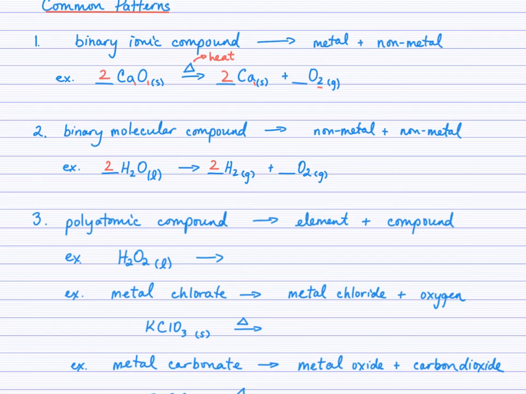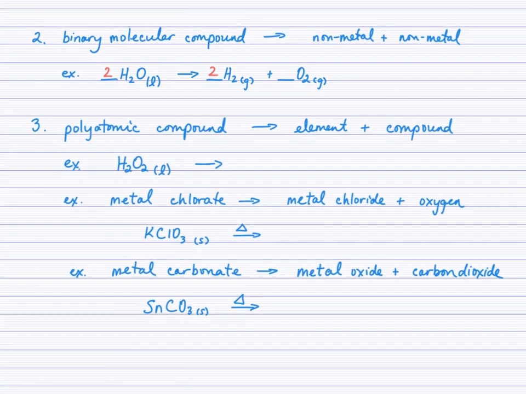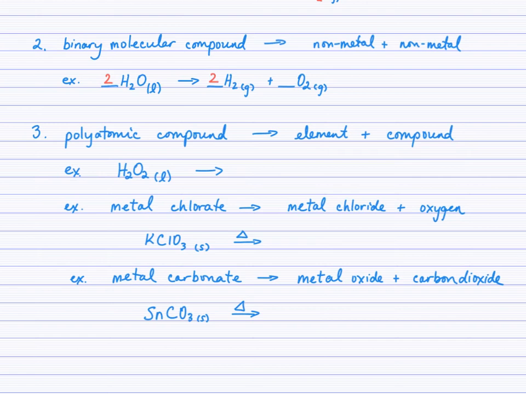Okay, third pattern, and I would just maybe draw your attention to this one in particular because I find that people seem to not pay attention to this, and when it shows up on the test, you've either memorized it or you haven't. So it's a tricky one. Polyatomic compounds decompose into one element and a compound, and sometimes that's tricky to see. I realize that H2O2 looks binary, but let's remember that this is hydrogen peroxide, and so in fact there's a polyatomic ion of peroxide here.